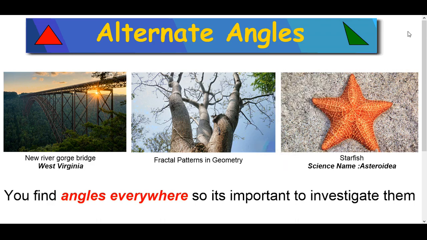Hi there, in this follow-up lesson to corresponding angles, we're going to look at another type of angle called alternate angles. I've put some more pictures here to show you where angles appear in nature in different places. Here you can see lots of angles appearing in the bridge again. Like the last lesson, this one in West Virginia, quite an amazing bridge across a gorge actually, but lots of angles in the structure there.